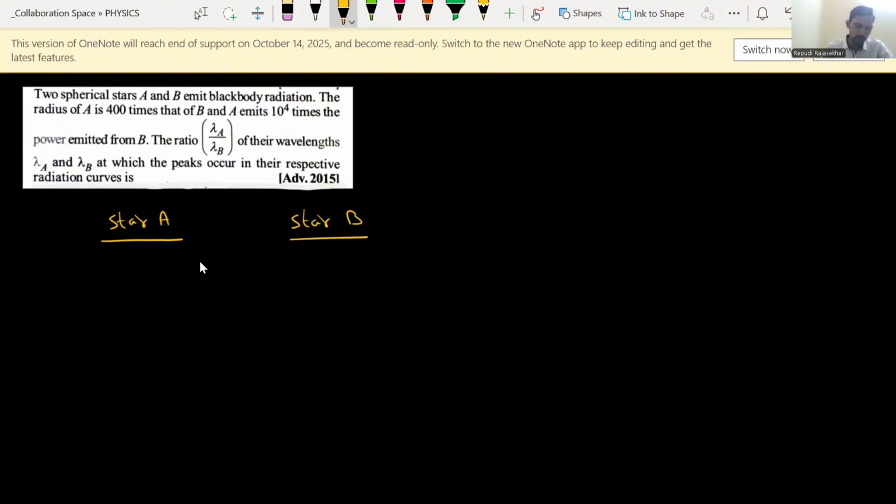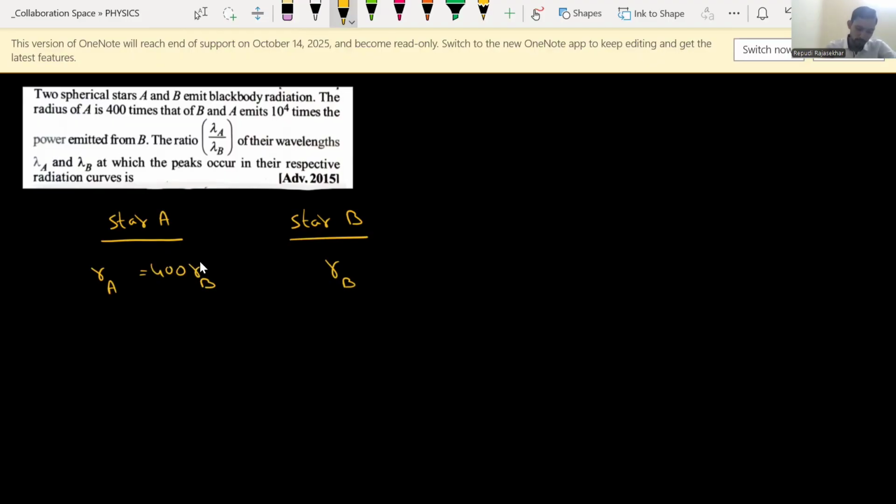Two stars are given, star A and star B. Now the radius of A is 400 times that of B. Let us take the radius of B as RB. That means the radius of A is 400 times RB.